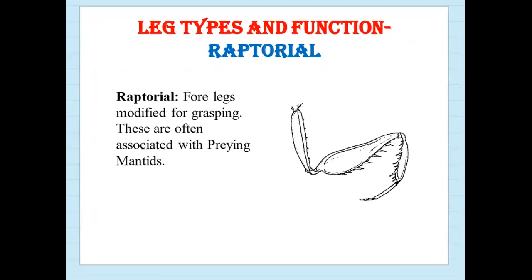The second type of leg is the raptorial leg, a leg modified for grasping, to grasp prey or mates also. These are often associated with the praying mantis. Praying mantis possess this type of legs, and it looks like a mantis is praying.